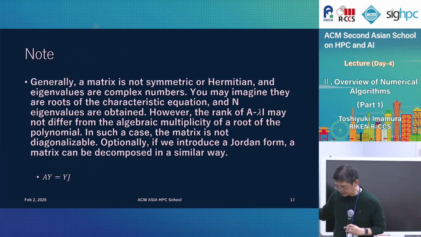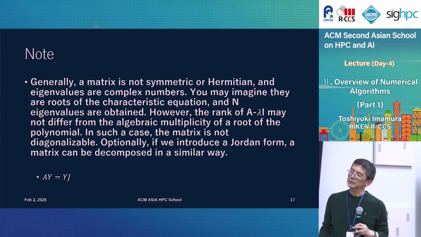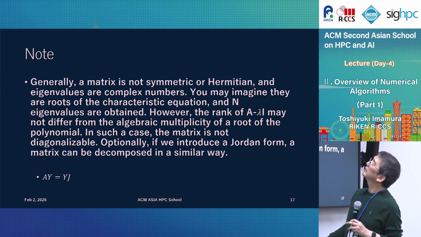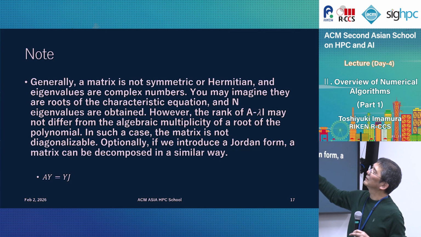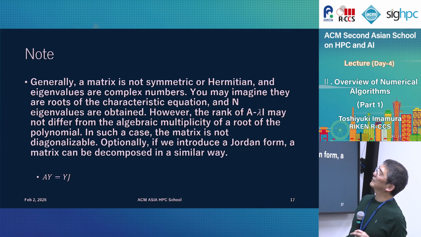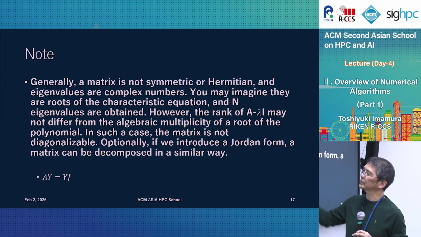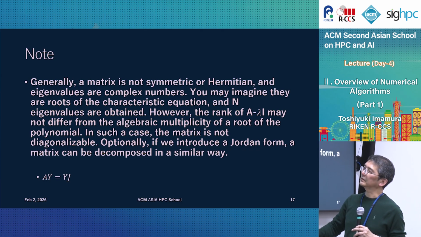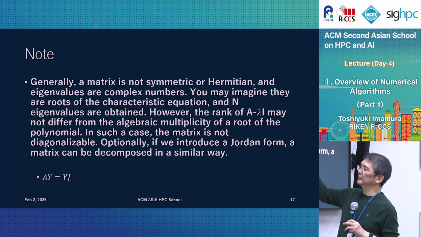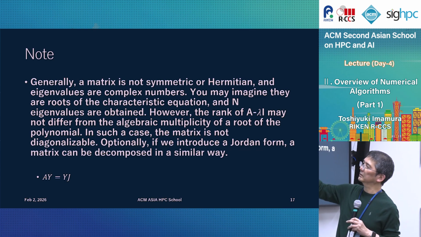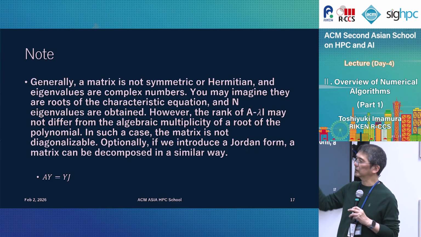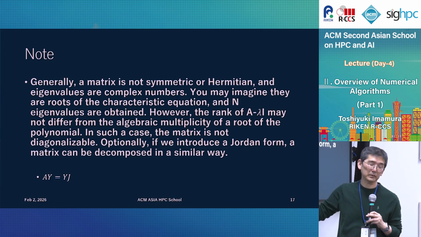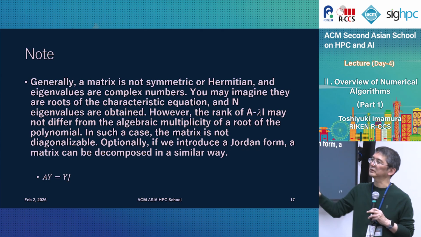I just want to say that if the matrix is not symmetric or Hermitian, the eigenvalue should be a complex number. As I showed, the characteristic equation is extracted or expanded from the determinant of the original definition of the eigenvalue problem.